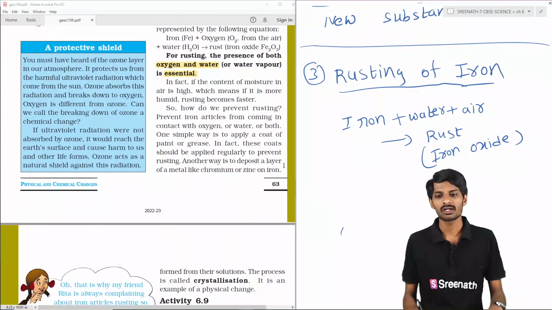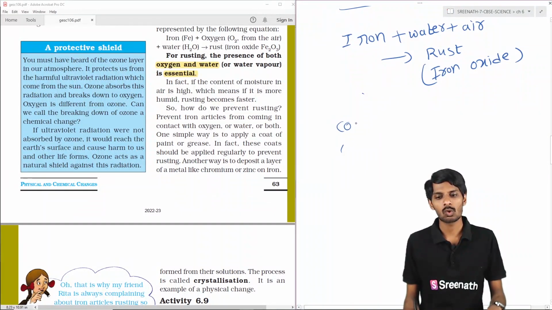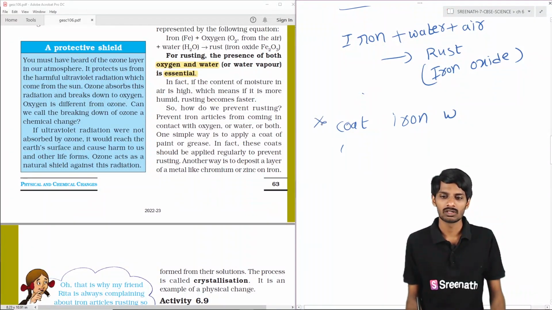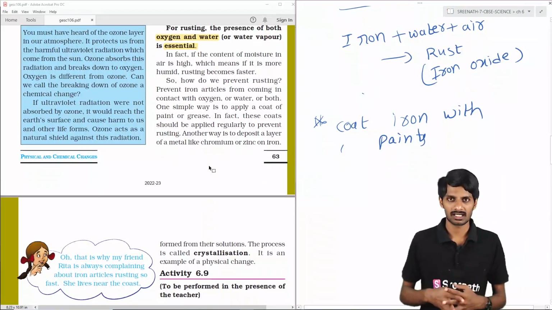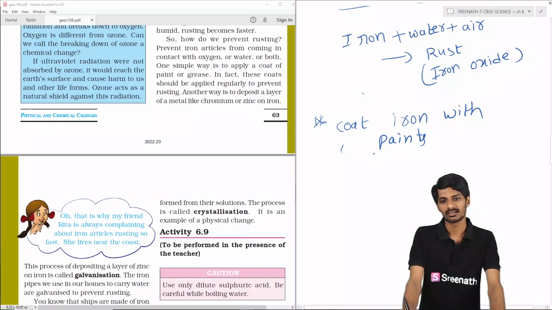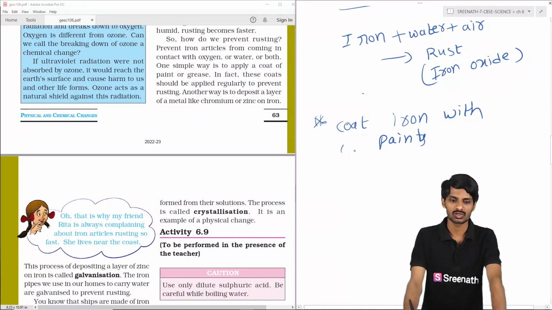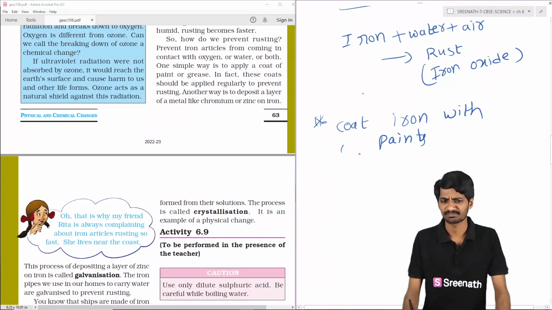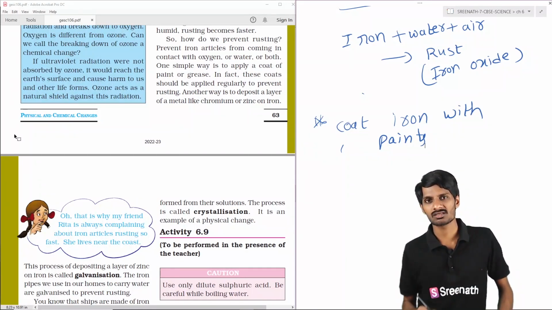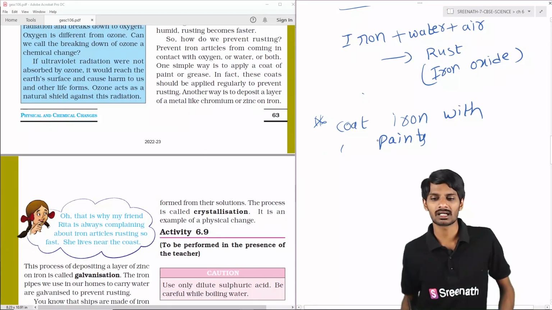In order to prevent rusting, we will coat iron with paints so that we can get rid of the rust, students. But just painting any color on iron is not sufficient. Ships are always in the water, so they are affected by many salts and sea water, and they will get rust very easily.